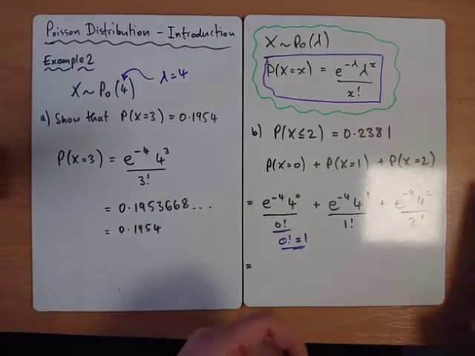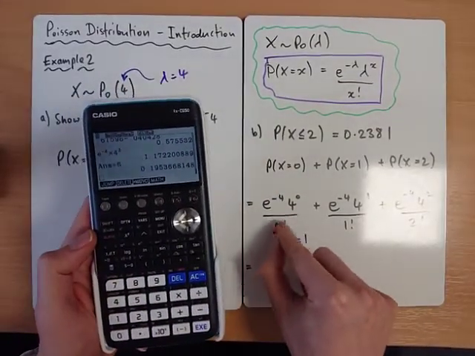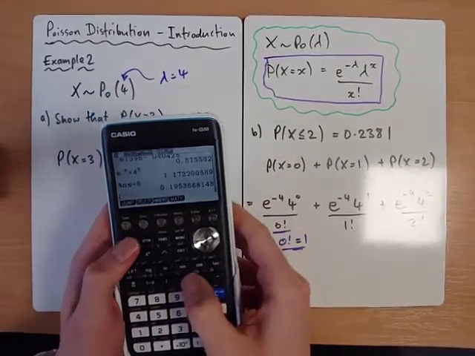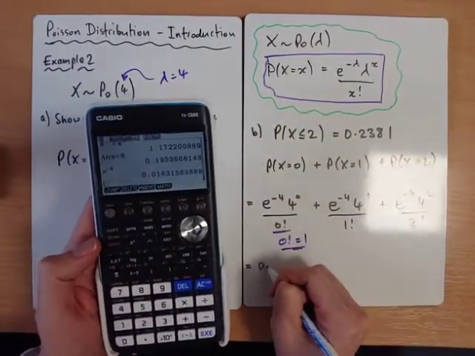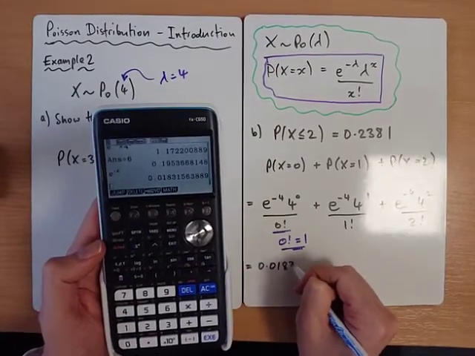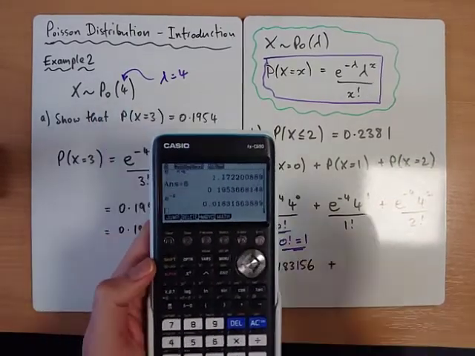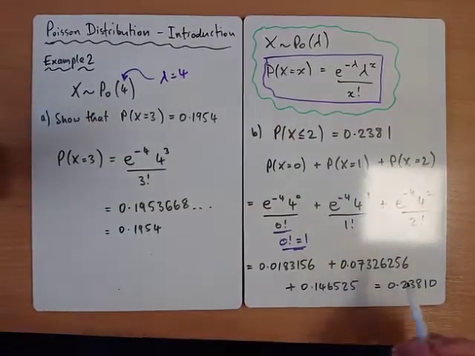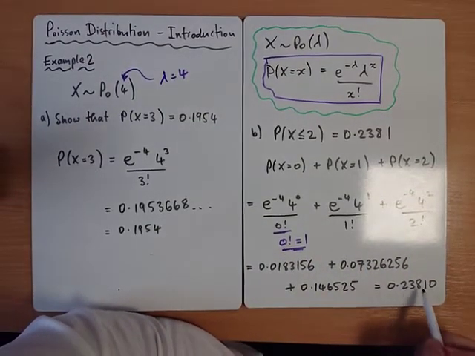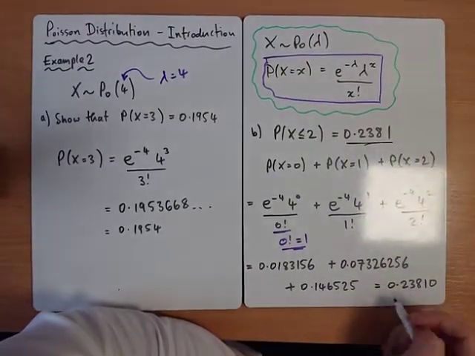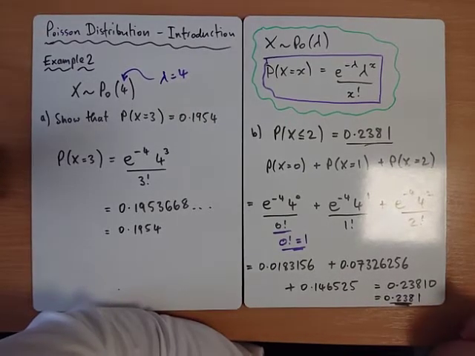So what we would get, if we were working these out, so for this one, 0 factorial is 1, 4 to the power 0 is 1, so that would be e to the minus 4. Let me just work out these other ones. Okay, so I calculated each of these and added them up, and we got 0.23810, which is showing where the answers come from.